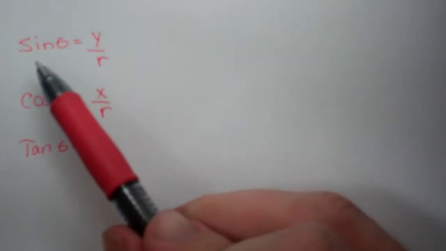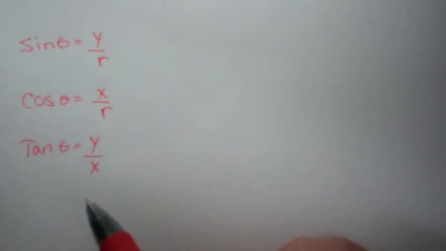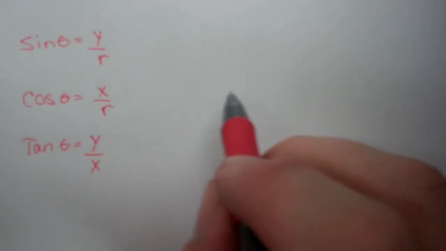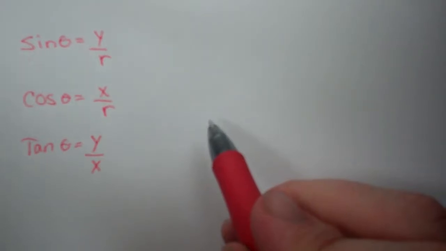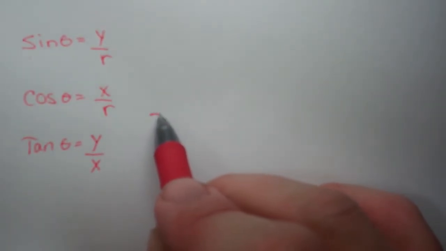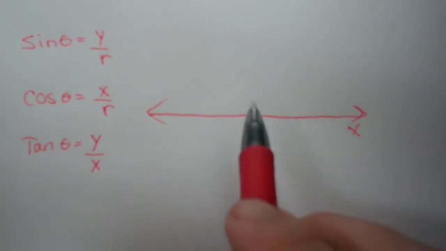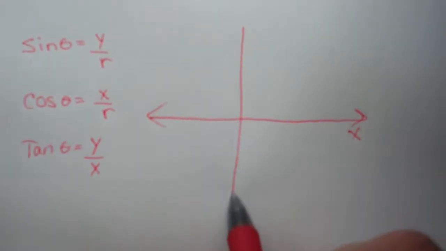So in this video we're going to talk about why we would want to use these new definitions for the sine, the cosine, and the tangent. Everything is fine with SOHCAHTOA as long as you're inside of a right triangle, but take a look at this example. Say I have an x-axis and some y-axis.